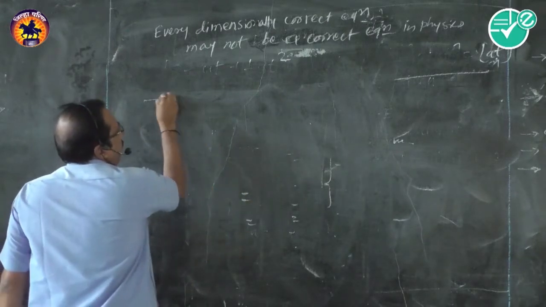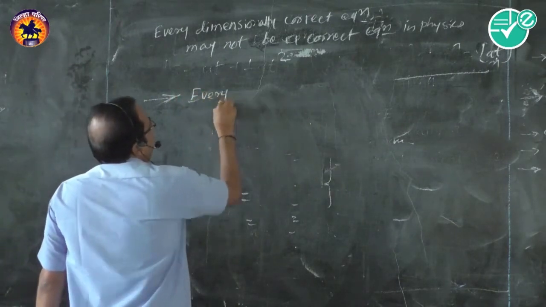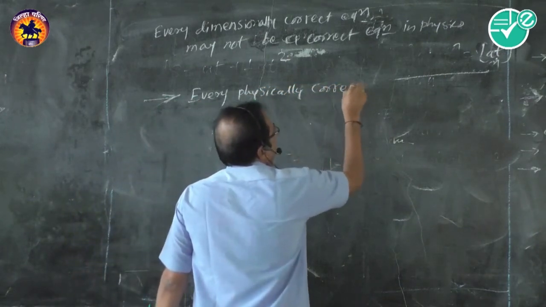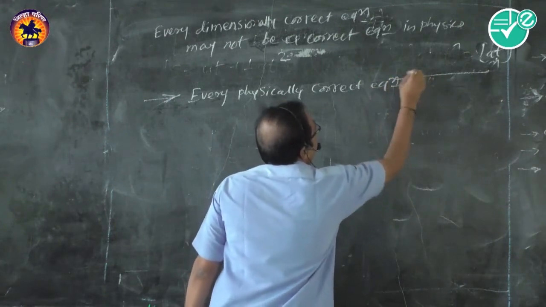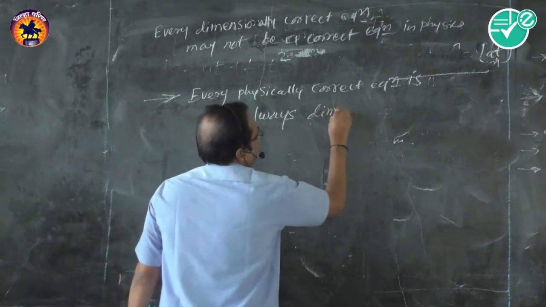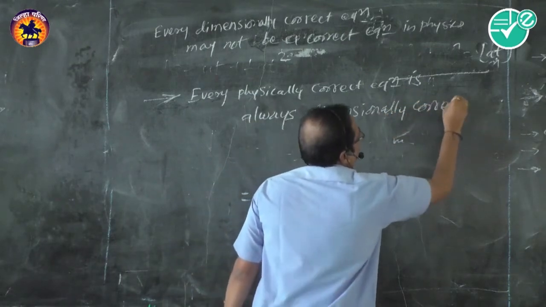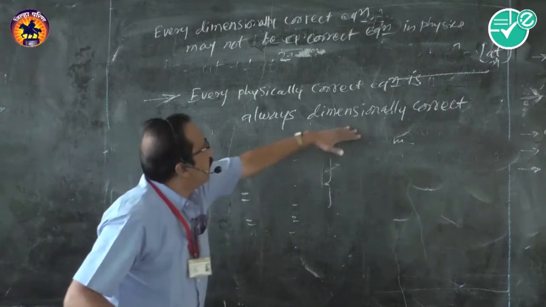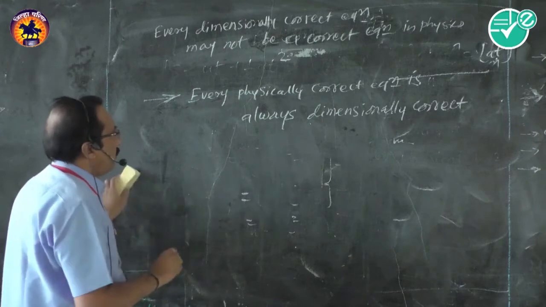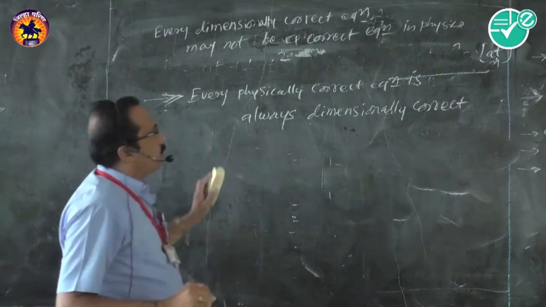Please read it once again and keep it in mind that every physically correct equation is always dimensionally correct. But vice versa is not true. That means every dimensionally correct equation may or may not be a correct equation. So this is about the first use.